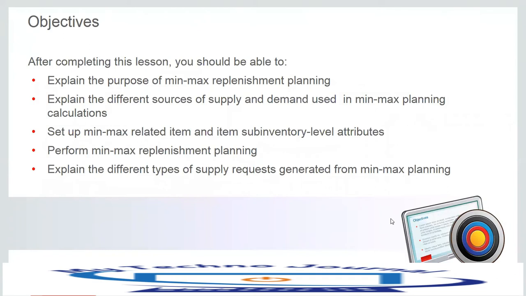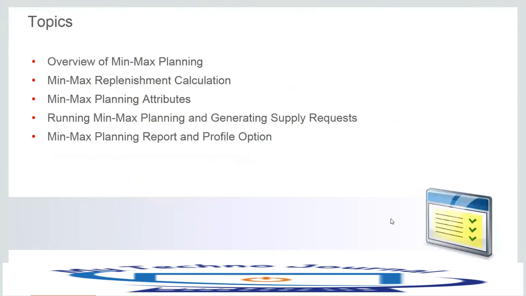After completion of this lesson, you should be able to explain the purpose of Minmax. What are the different sources of supplies and demands within the Minmax planning? And how do we do the setups to perform Minmax either at the organization level or sub-unit level? And based on the sources set, we will even see how the system is generating different replenishment orders. So we'll talk about each and everything in detail.